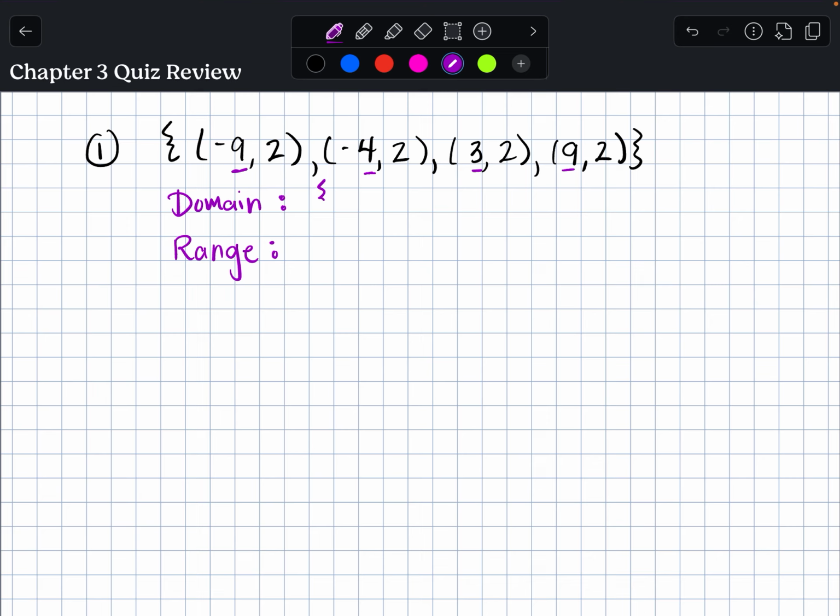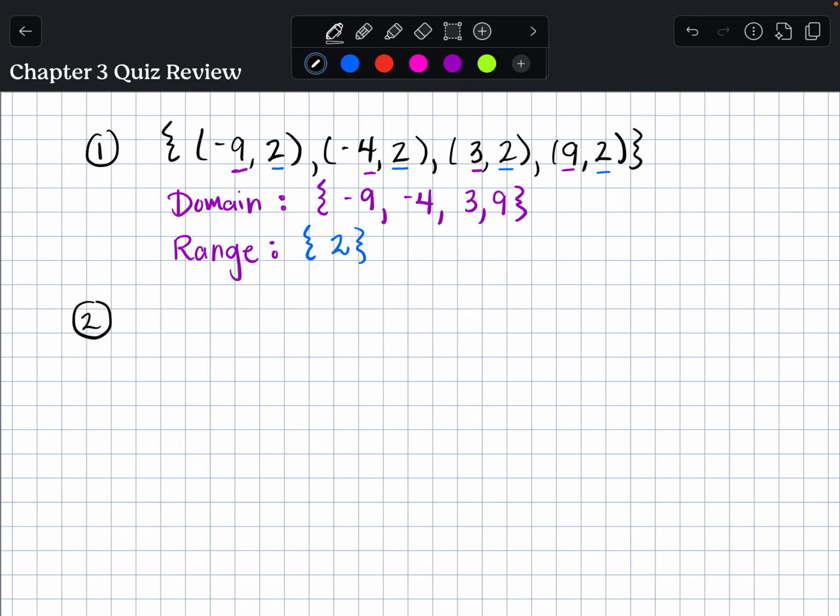So here, I'm just going to say it's the set of, and just make that list: -9, -4, 3, and +9. They do not have to be in numerical order. This one just happened to be. And if you notice on this particular one, all the y values happen to be the same number, 2, which is perfectly fine. You do not have to write the number 2 four times. You can just say that the range is the set of 2. So that's number 1, stating the domain and range given a set of points.